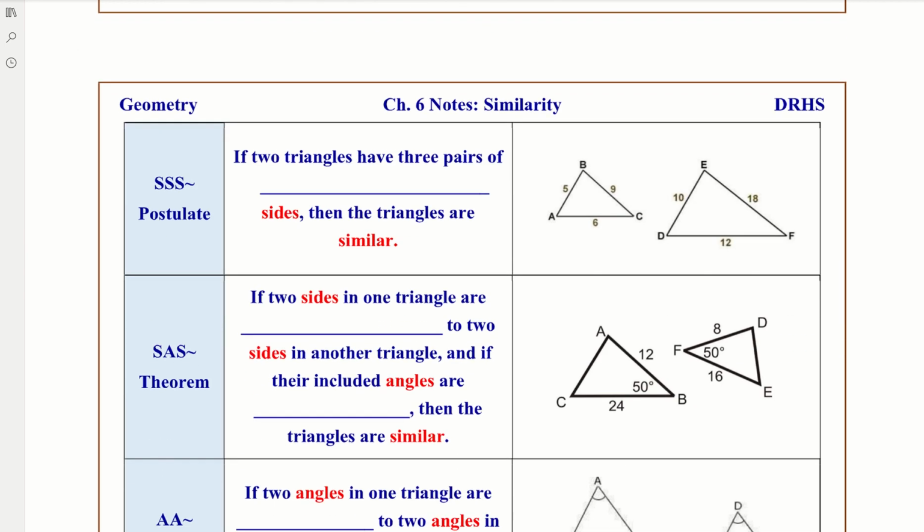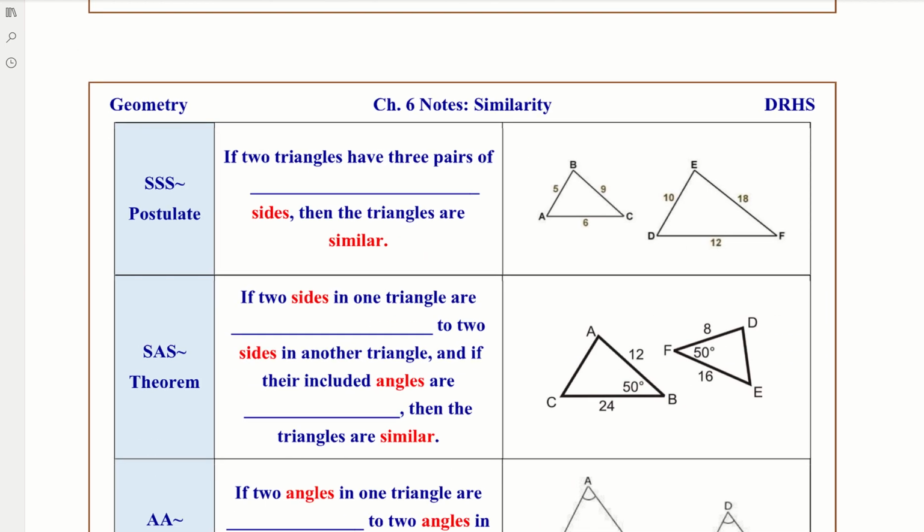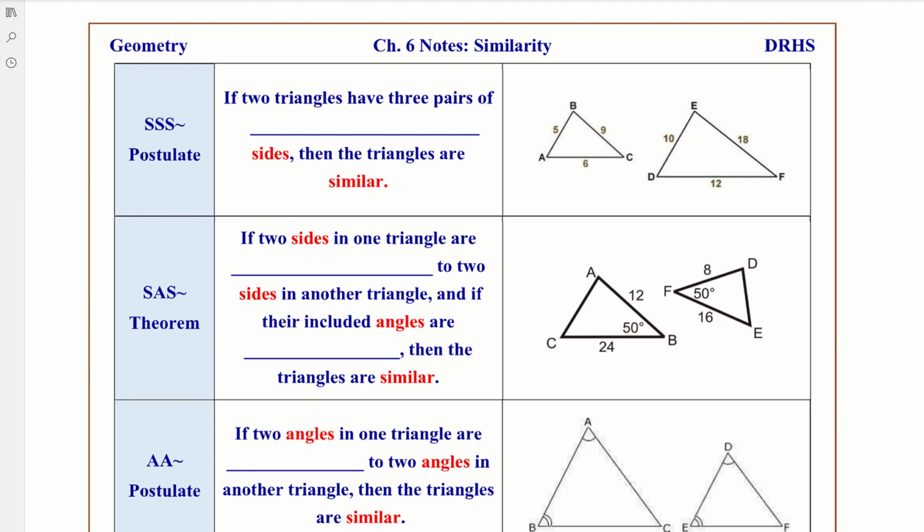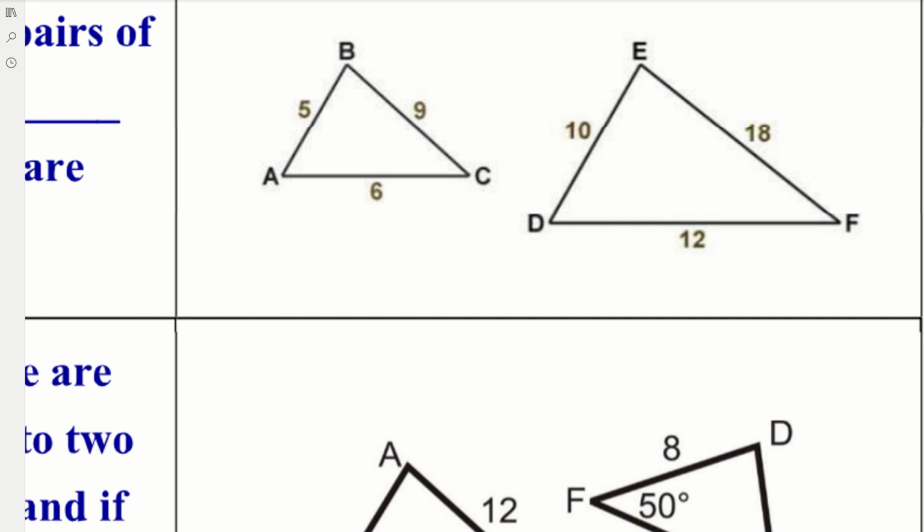Okay, so let's get on to some information here. Side-side-side postulate: if 2 triangles have 3 pairs of proportional sides, then the triangles are similar. Again, it is not a congruent statement. It is not congruence. So if I look here at this, I'm going to super zoom here.